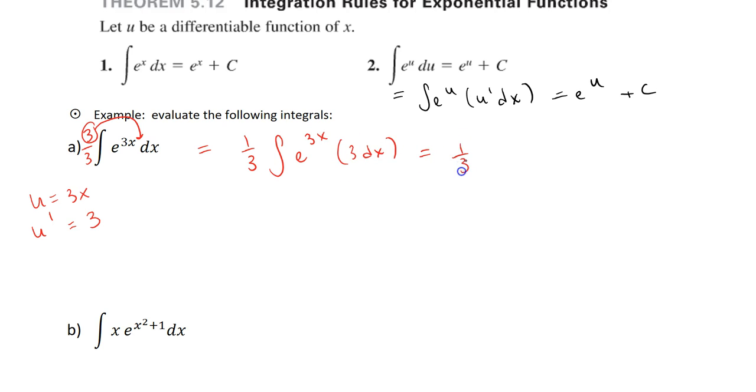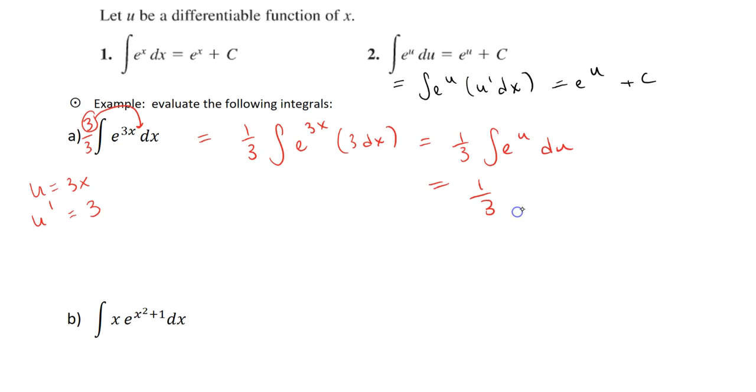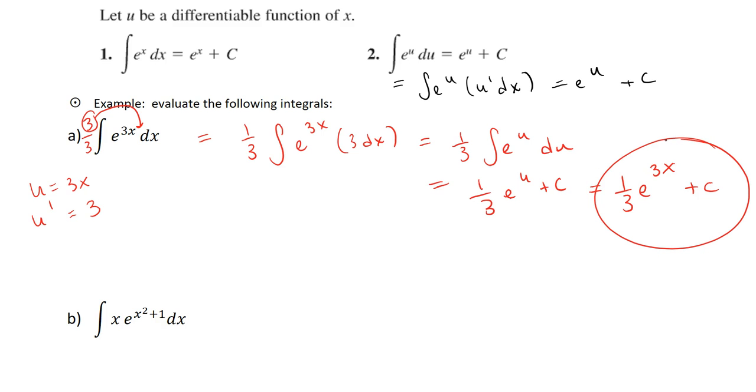So that makes 1/3 times the integral of e to the u du, which we know evaluates to 1/3 times e to the u plus c, and e to the u is e to the 3x. Don't even need the integral anymore, we've already taken it. So that would be my answer.